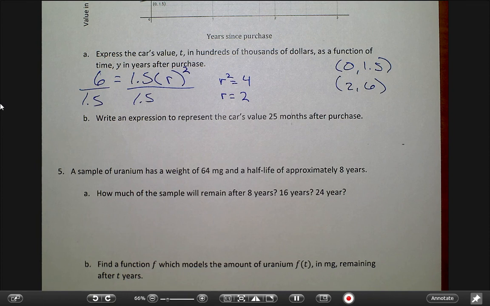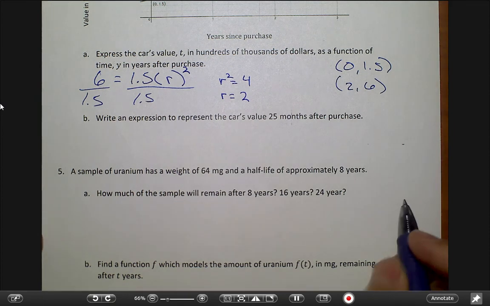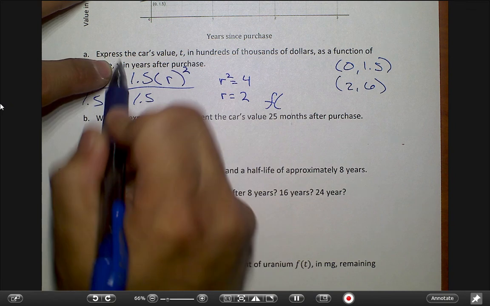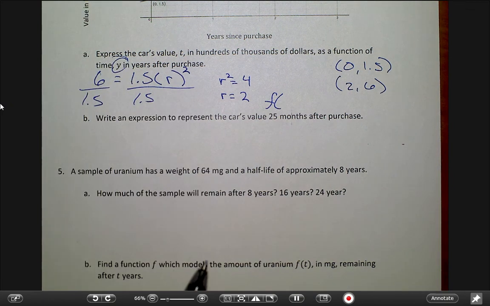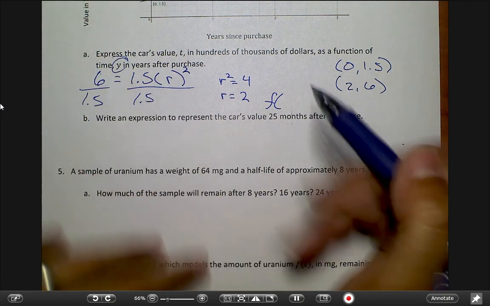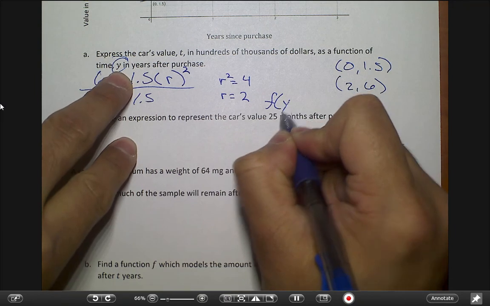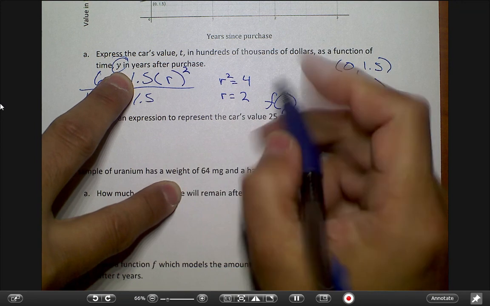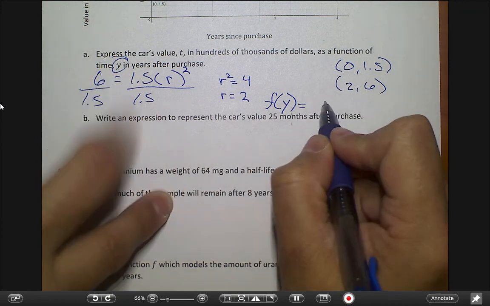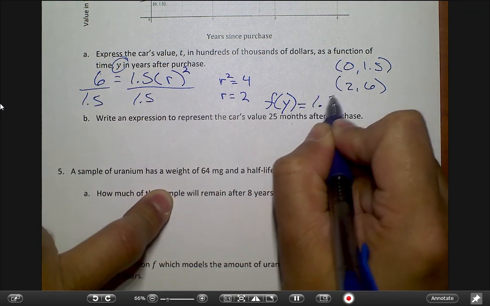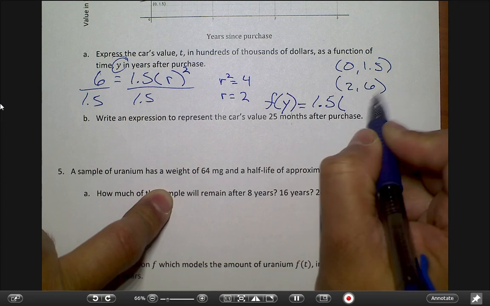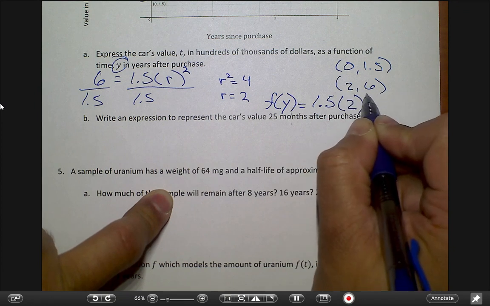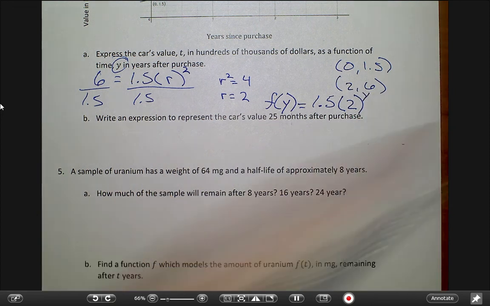Okay, now we have to write it as a function. So it's going to be f of y, y years, right? Because I'm going to be plugging in years. Equals my initial 1.5 times 2 raised to the y over 2. This one's just y, because it's every year.